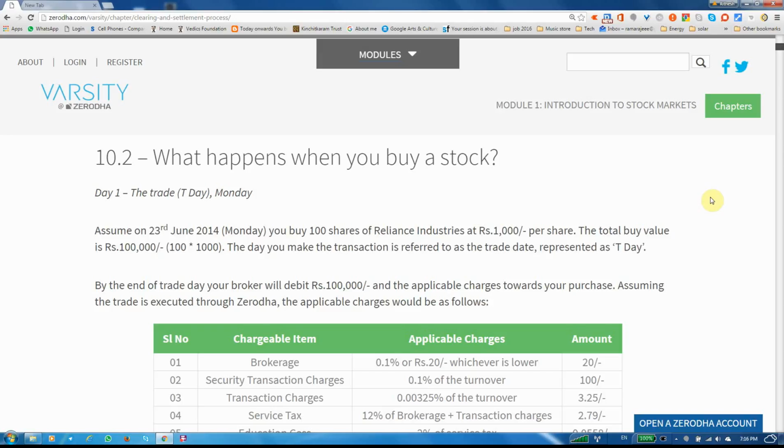The day you make the transaction is referred to as the trade date, represented as T-Day. By the end of trade day, your broker will debit 100,000 rupees and the applicable charges towards your purchase. Assuming the trade is executed through Zerodha, the applicable charges would be as follows.